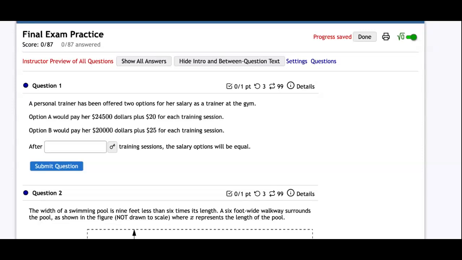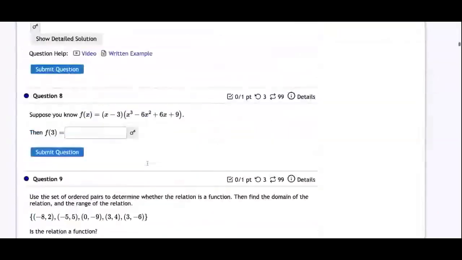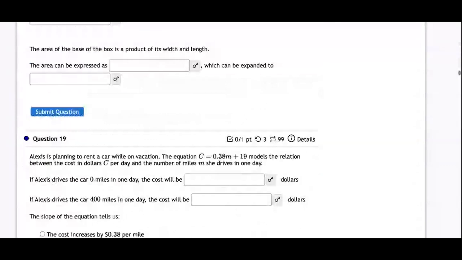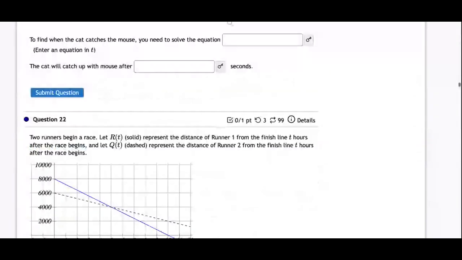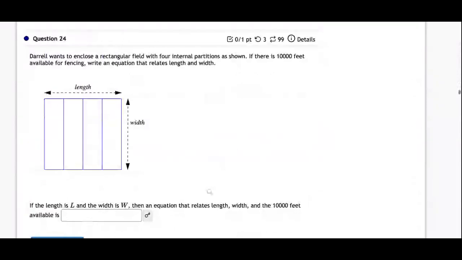Yeah, let's go over 24. Okay, 24 is this.